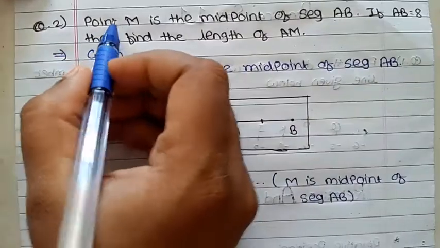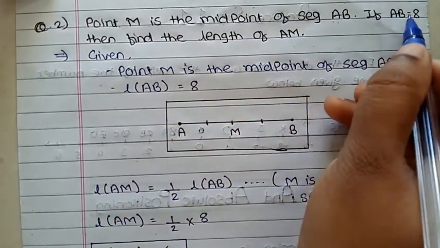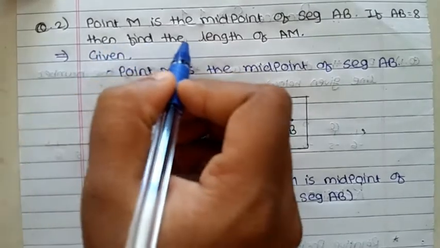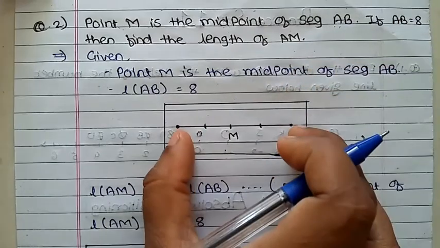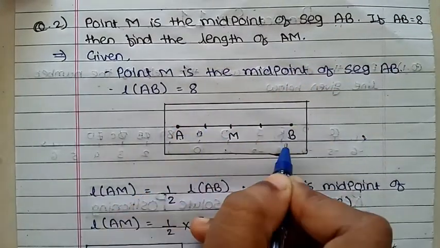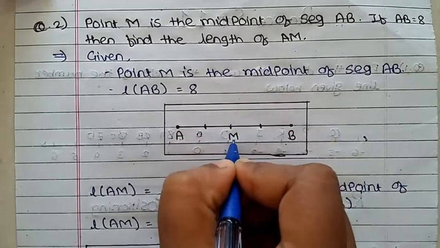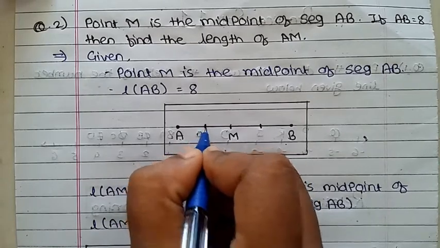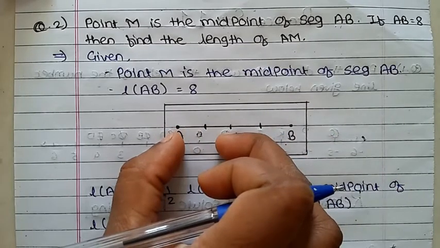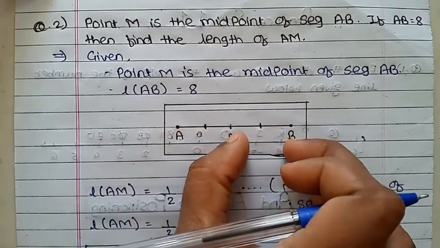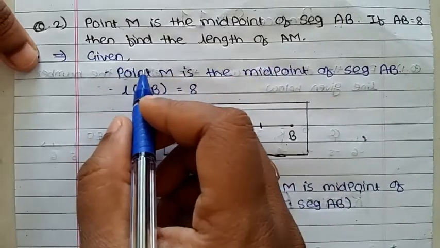Question number 2. Okay. Point M is the midpoint of segment AB. If AB is equal to 8, then find the length of AM. Okay. One line is given or one segment is given, that is AB. This line is given here, that is AB, and midpoint of this segment is what? M. Midpoint means what? They are equally distributed. That means AM is equal to MB. Whatever the AM distance is there, they are always equal to the distance between the M and B. Clear? So we have to calculate here AM.